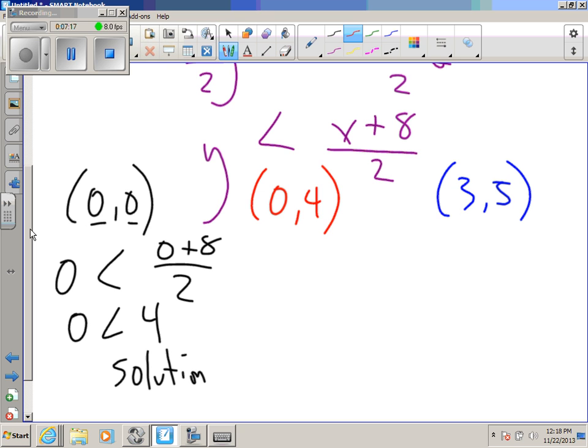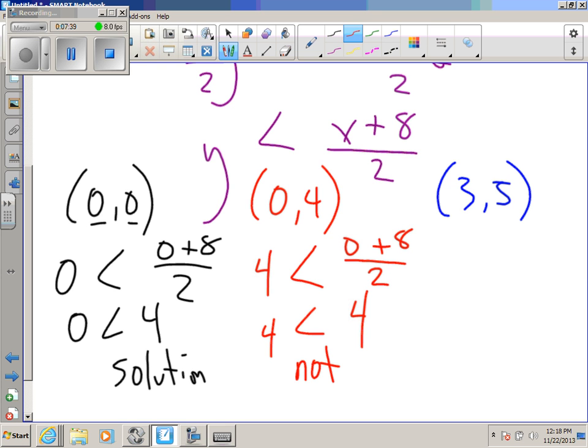Test the next. Now they say y is 4, less than x is 0 plus 8 over 2. 4 is less than 4? Not, because it's missing that or equal to. Okay, so that's a not.